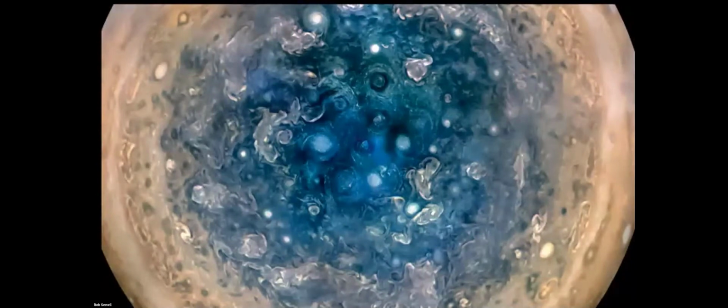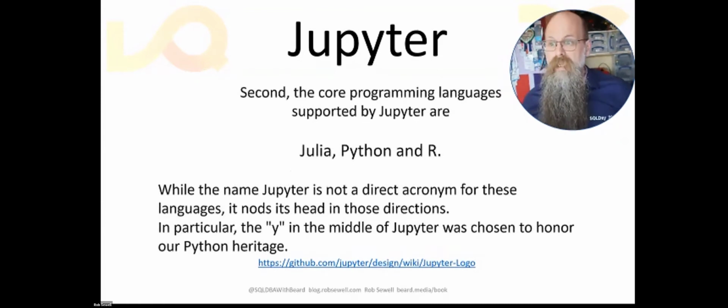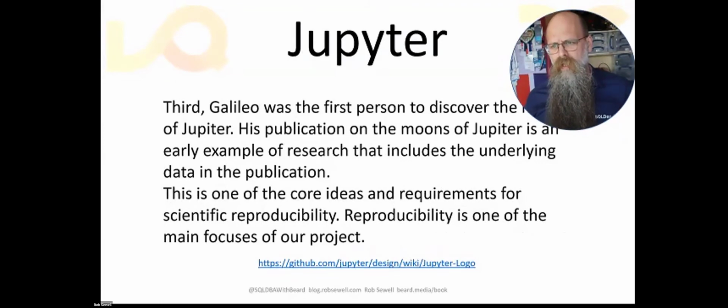So let's talk about Jupiter. This is the planet Jupiter, the south pole of the planet, taken on a flyby by Juno. But we're going to talk about this Jupyter, the Jupyter spelt with a Y. First, the name comes from the planet, of course. They wanted a name that evoked the traditions of science. Secondly, it's because of the languages that they use, Julia, Python, and R. But most importantly, it's because Galileo was the first person to discover the moons of Jupiter. And what he did was he included his data in his results so other people could reproduce what he was doing and prove that his data was correct.